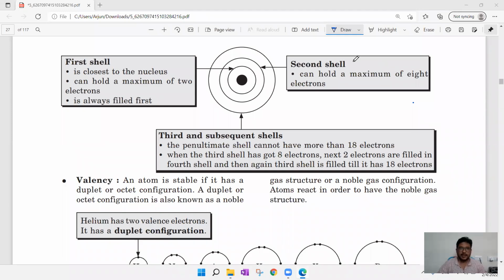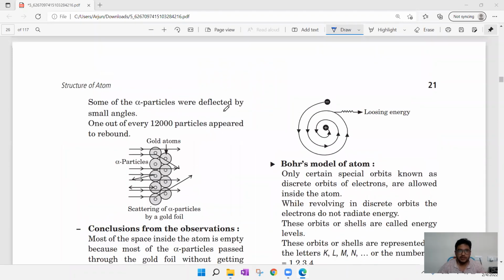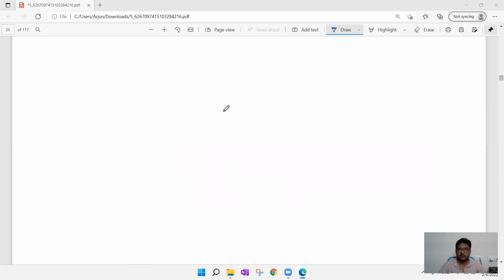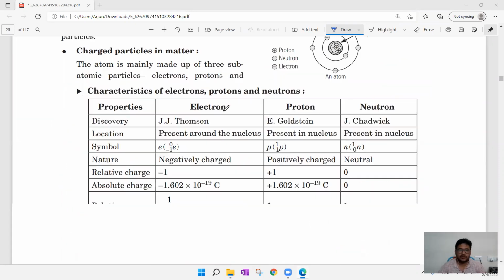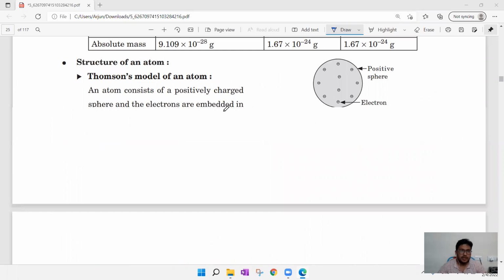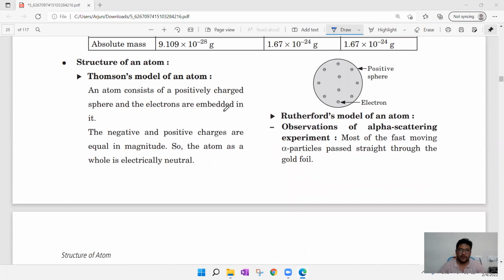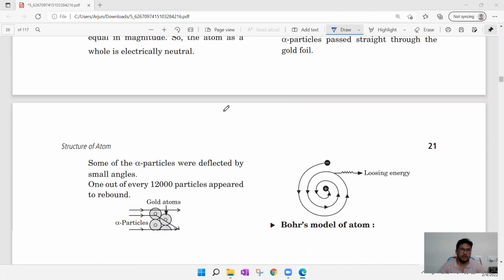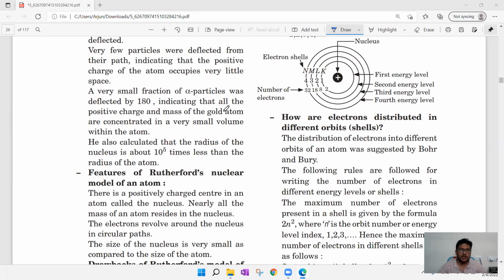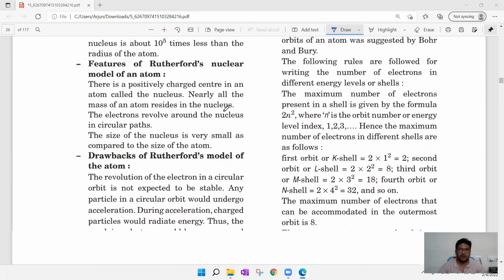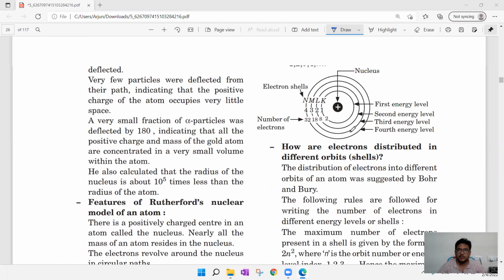So in this second lecture, we'll start from valency. In the first lecture, we have seen a few concepts related to the atom. What are the subatomic particles present in the atom? We have seen electron, proton, neutron. Then J.J. Thomson's atomic model and its drawbacks, Rutherford's atomic model, its conclusions, observations, features and drawbacks, followed by Niels Bohr's atomic structure.